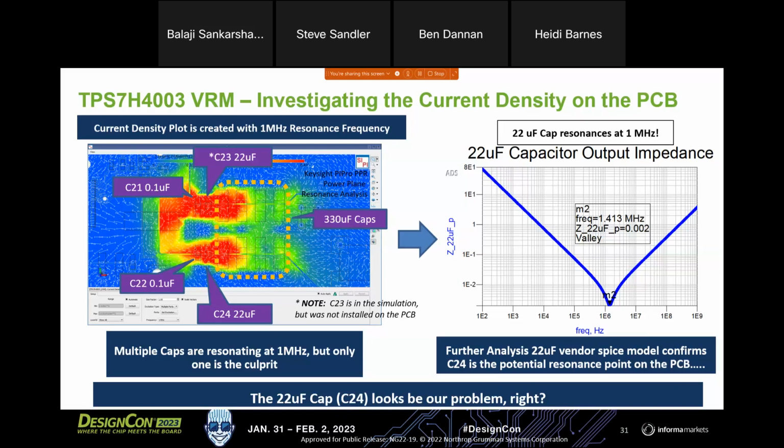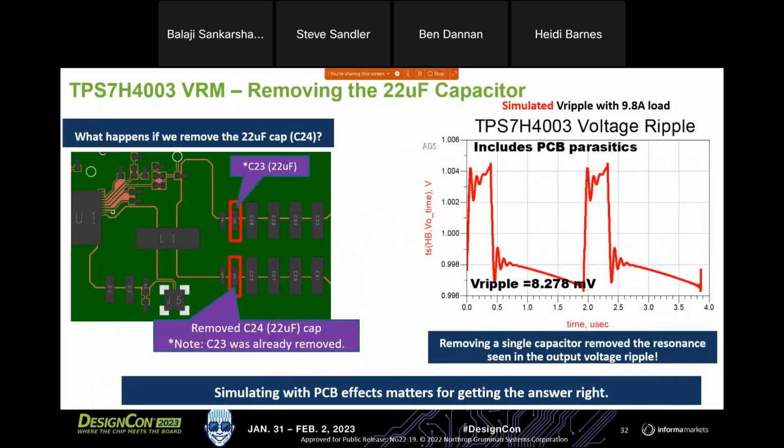Well, let's see. What happens if we remove this from our simulation? And hey, there you go. We remove that single 22 microfarad cap from our simulation model. That 1 megahertz resonance is gone.